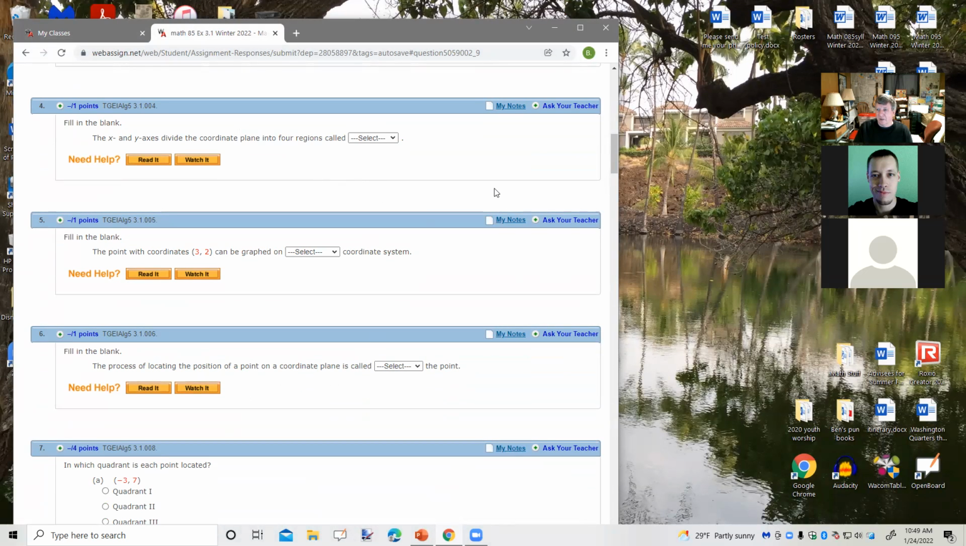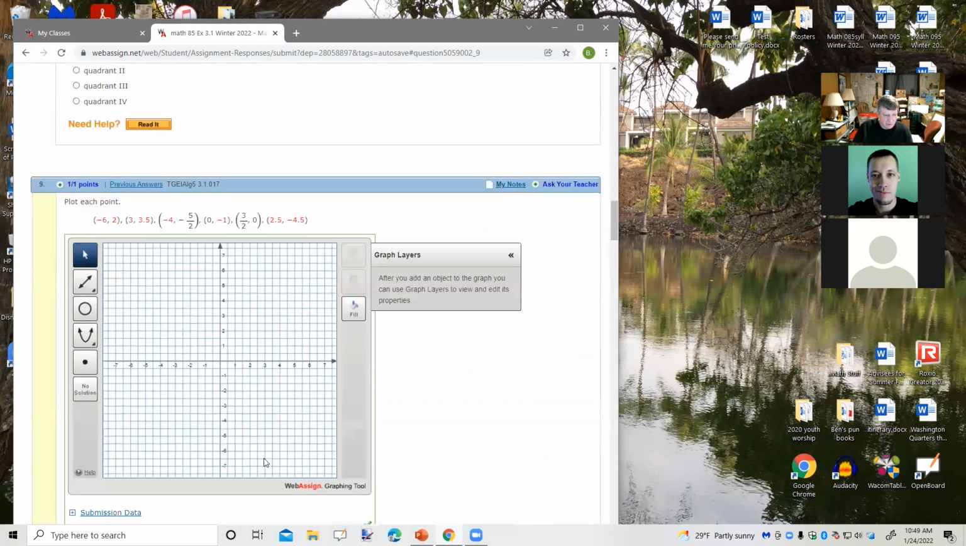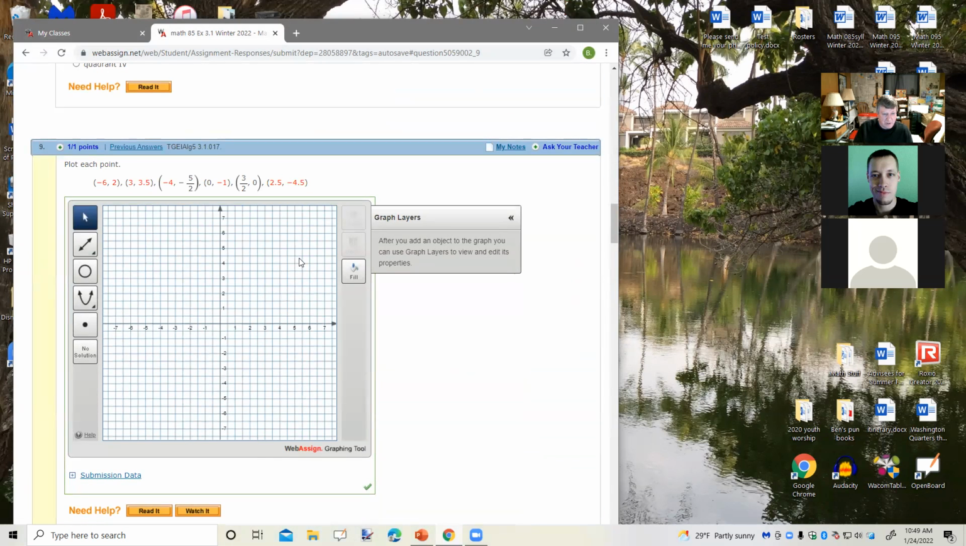Okay, what do you call the 4 regions? They're called quadrants. And again, they're labeled, let's go down here to a graph. So this is quadrant 1, this is quadrant 2, this is quadrant 3, and this is quadrant 4. And again, they use Roman numerals.